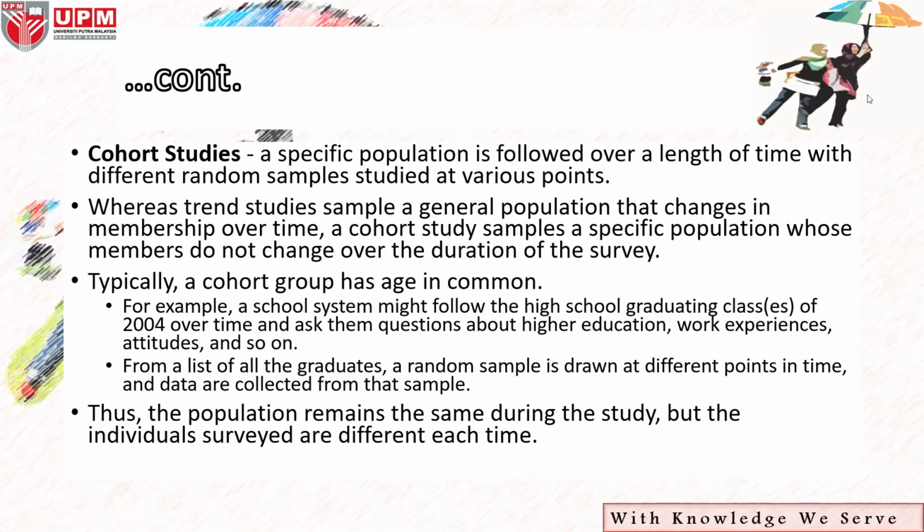Okay, so for example, typically cohort group ni has age in common. Umur yang sama. For example, a school system might follow the high school graduating classes of 2004 over time and ask them questions about higher education, work experiences, attitudes, and so on. And then from the list, okay, a random sample is drawn at different point in time and data are collected from that sample. So the population remains the same during the study, but the individual surveyed are different each time. Dia lebih kurang sama dengan trend study. Ada sikit sahaja perbezaan.